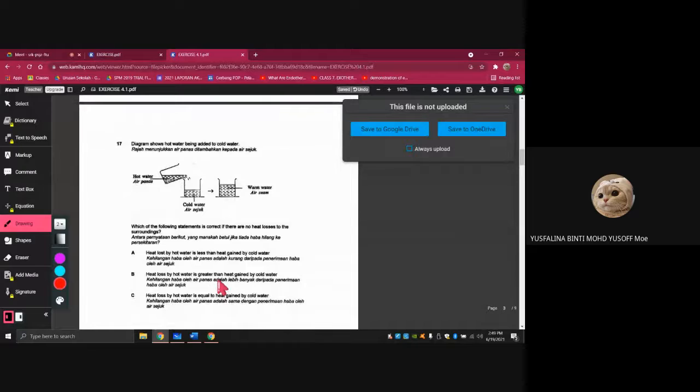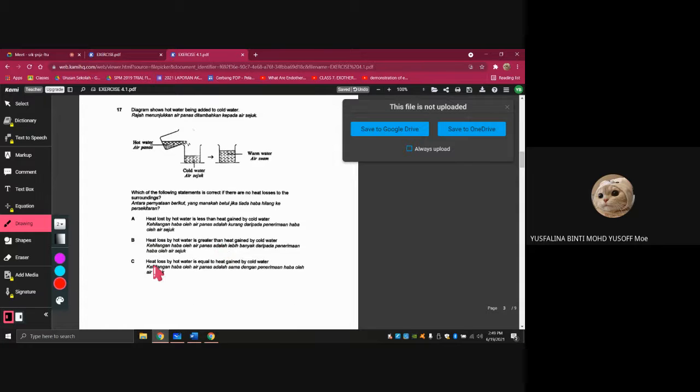For the next question, which of the following statements is correct if there are no heat losses to the surroundings? If there is no heat loss to the surroundings, heat absorbed is equal to heat lost. So heat lost by the hot water is equal to heat gained by the cold water. So the answer should be C, because there is no heat loss. It means the amounts are the same, like the one we did on specific heat capacity, where Pt equals mc theta. We assume the electrical energy we receive is the same as the heat energy we need to boil the water. So that one is C.